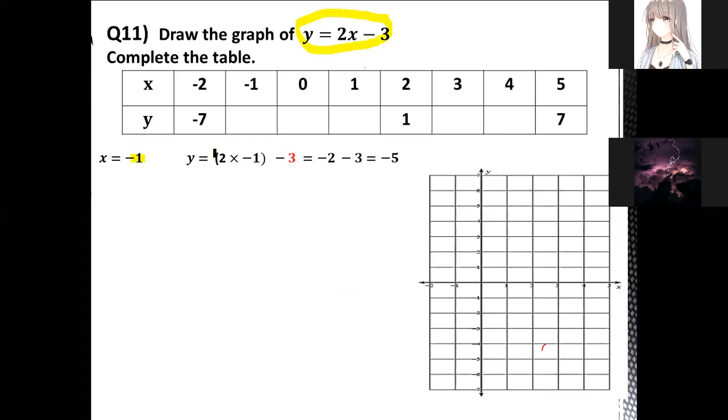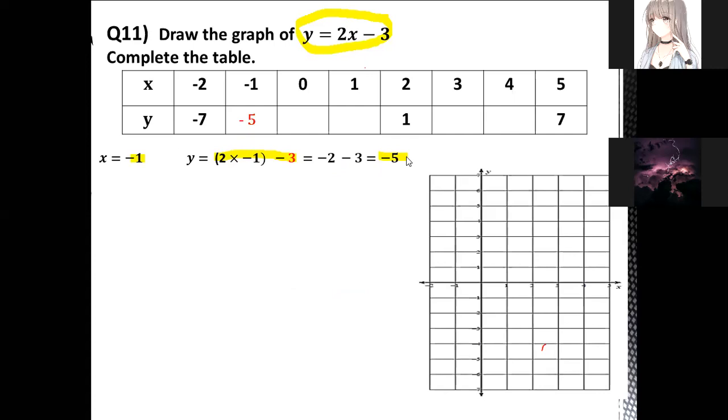And then I will minus the 3 as it's written in the equation. That would be 2 multiplied by negative 1, negative 2, minus 3. What is the answer? Negative 5. So the first point we found is negative 1 with negative 5. And we continue. Now do the zero, Yasmin.